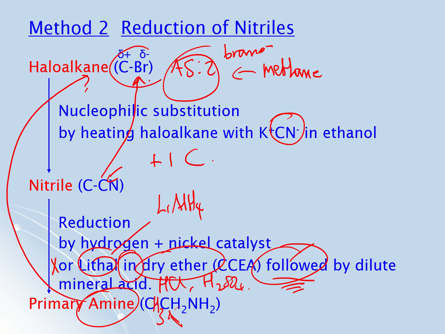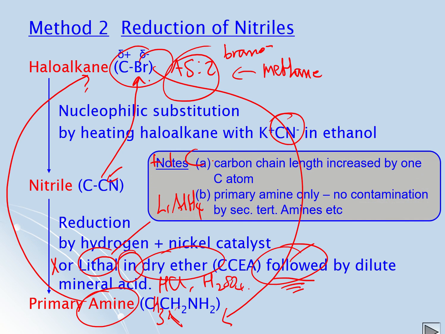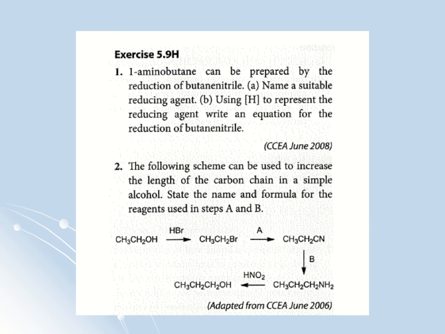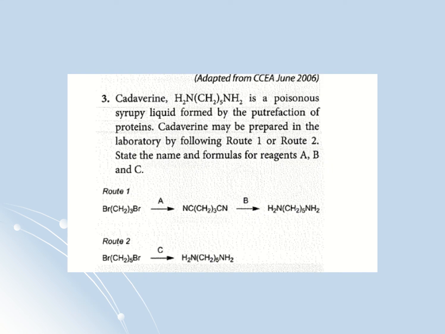Alternatively, if they give you the haloalkane and they ask you what would the name of the amine be that is made via this synthetic pathway, you have to add a carbon on. Now the good thing about this is that it only makes the primary. You have no contamination of secondary, tertiary or quaternary amines in this process. It makes exactly the pure primary amine. So pause the video and have a go at 5.9H, or alternatively go to your textbook and do it. There's question 3 on it.